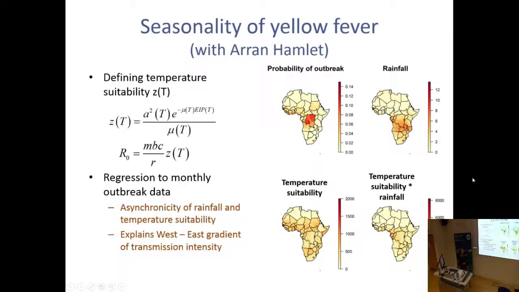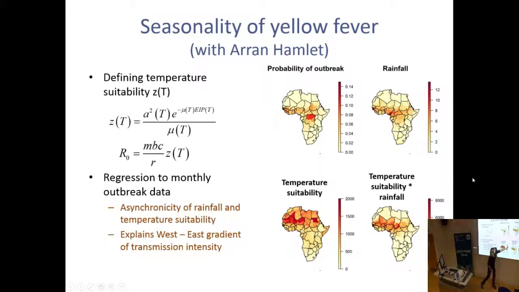So here on these maps, I'm showing the probability of an outbreak throughout the year. And then we've got the environmental patterns. So we've got rainfall patterns varying throughout the year, temperature suitability. Basically, temperature is best when it's really hot. So, for instance, the Sahara has a really high temperature suitability, but obviously it doesn't have enough rainfall to sustain mosquito populations.